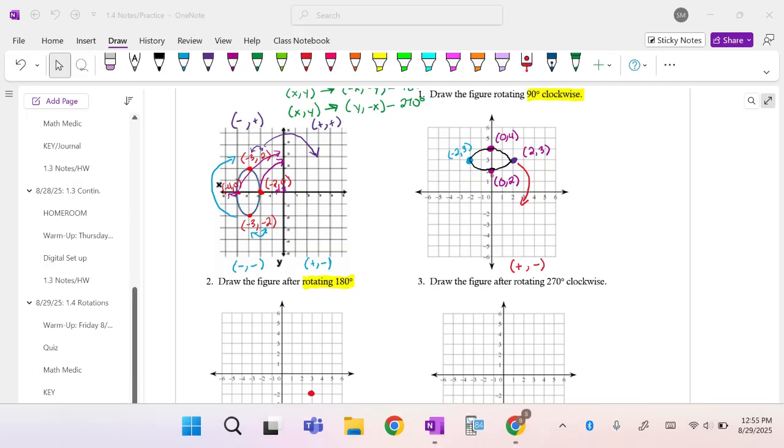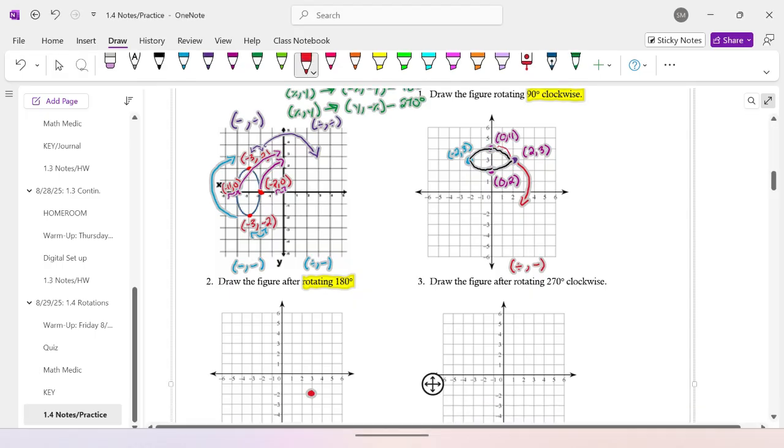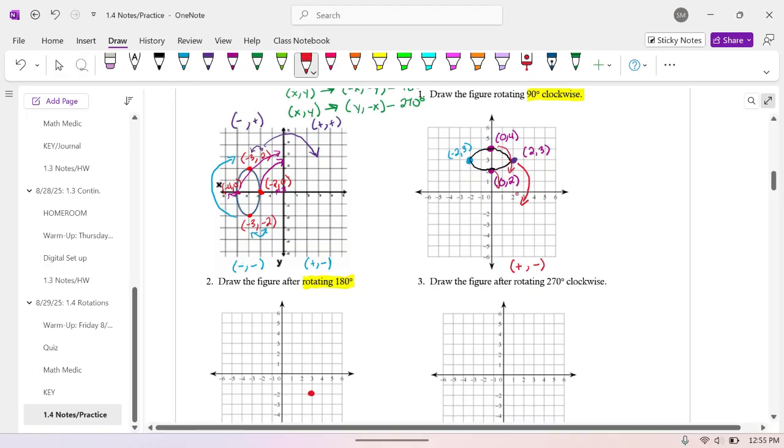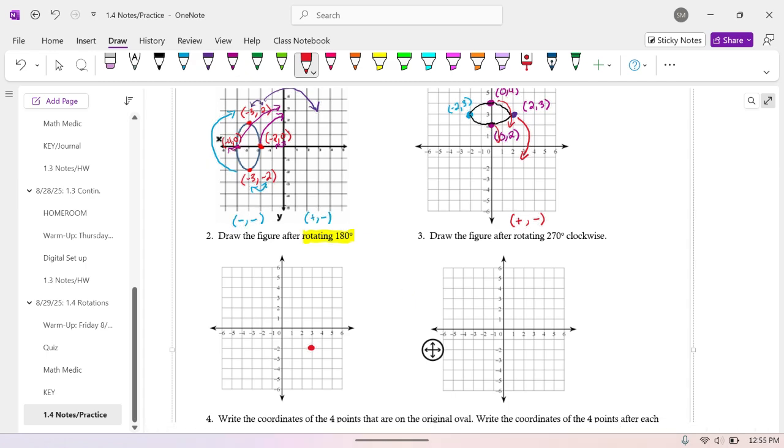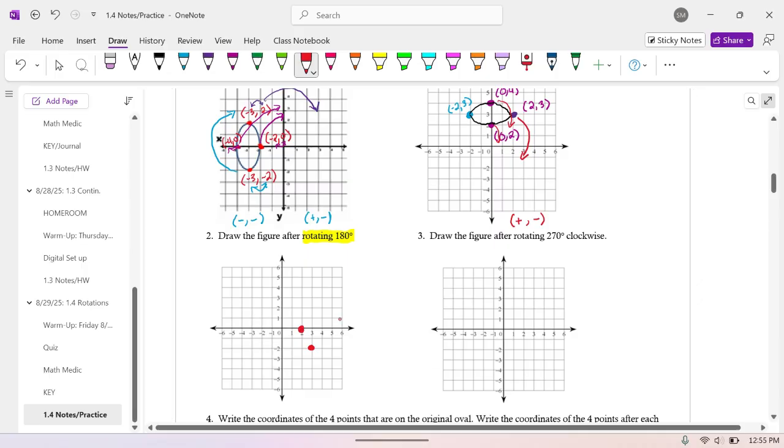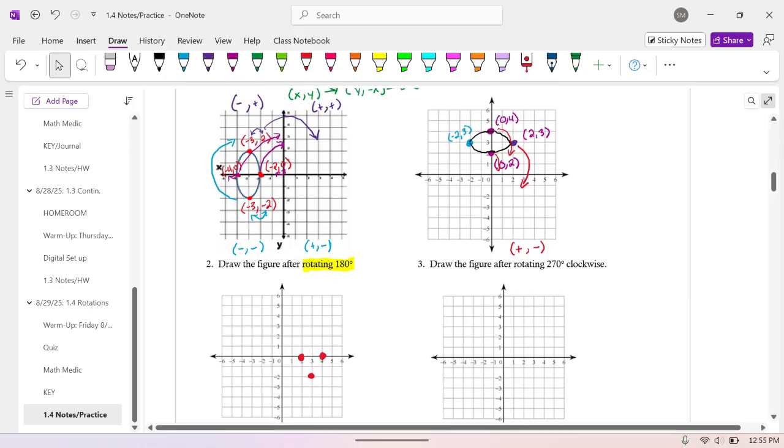Now, these two points that are on my y-axis, if I go another 90 degrees, they're going to land on my x-axis. So I'm going to flip the x and y again, and since they're on the positive x-axis, they're going to remain positive. So these two are both going to end up on the x-axis. So this would then be 2, 0, and 4, 0.